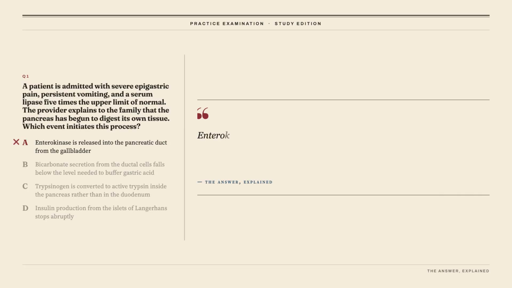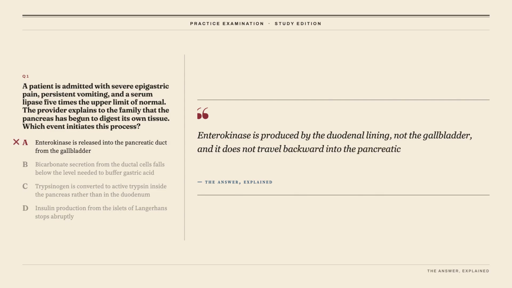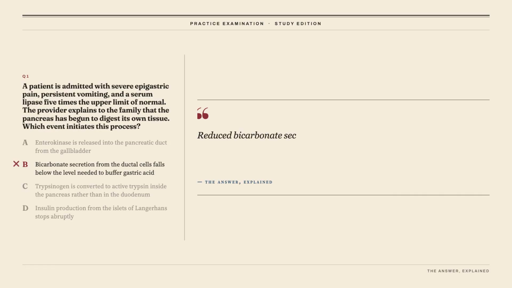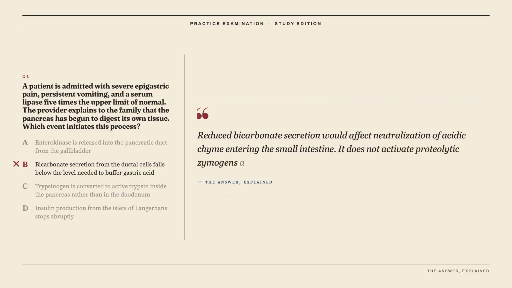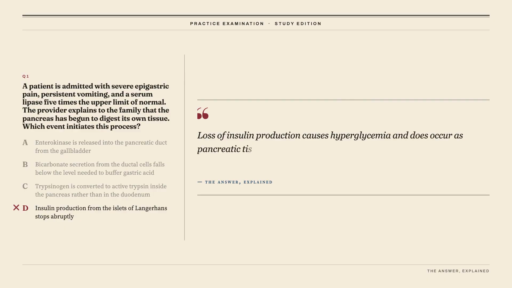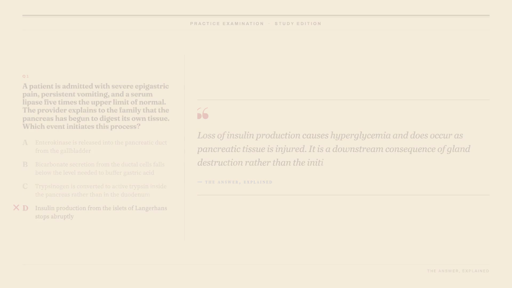A is wrong because enterokinase is produced by the duodenal lining, not the gallbladder, and it does not travel backward into the pancreatic duct. Its confinement to the duodenum is exactly what keeps enzyme activation out of the pancreas. B is wrong because reduced bicarbonate secretion would affect neutralization of acidic chyme entering the small intestine. It does not activate proteolytic zymogens and does not trigger autodigestion. D is wrong because loss of insulin production causes hyperglycemia and does occur as pancreatic tissue is injured. It is a downstream consequence of gland destruction rather than the initiating event.